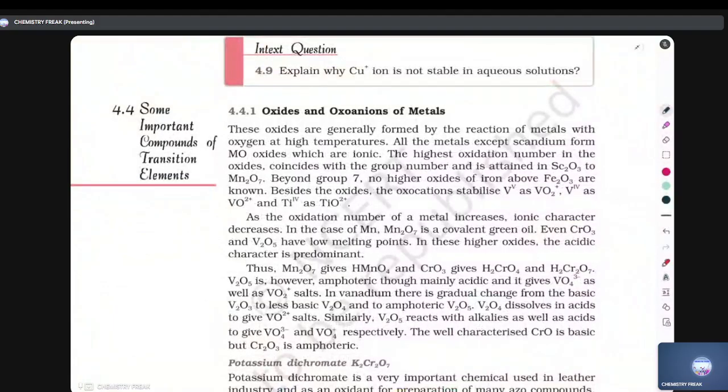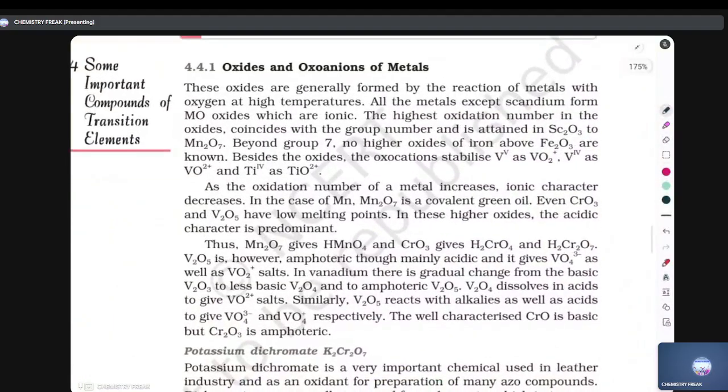So these are the last three difficult paragraphs. Look, sir, oxidation number increases. That means charge increases.